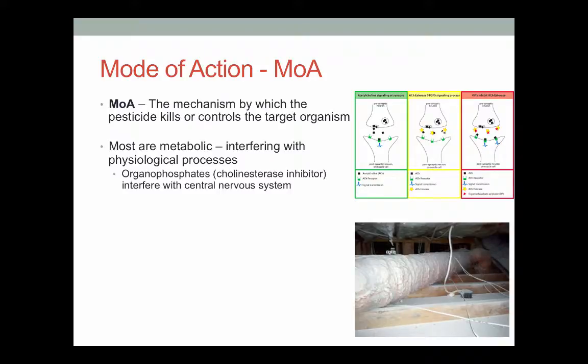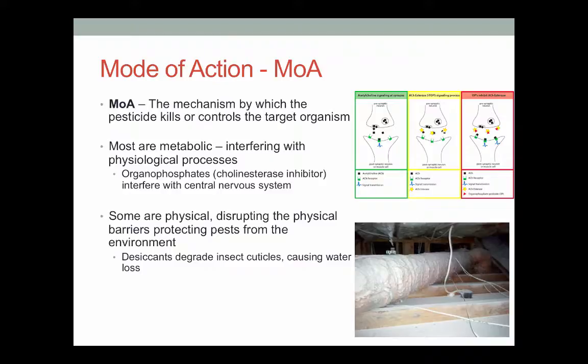So moving on from formulations, there's mode of action, or the MOA. The mode of action is just the mechanism by which the pesticide kills or controls the target organism. For example, most of these are going to be metabolic processes. We have some sort of chemical that gets into the pest and disrupts its metabolic processes, and basically shuts down some essential physiological process. For example, we've got organophosphates, a common insecticide, which interfere with the central nervous system, inhibiting the reception of important neurotransmitters, like we talked about in economic entomology.